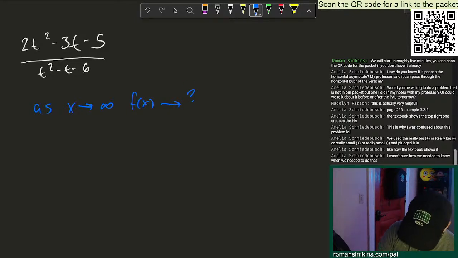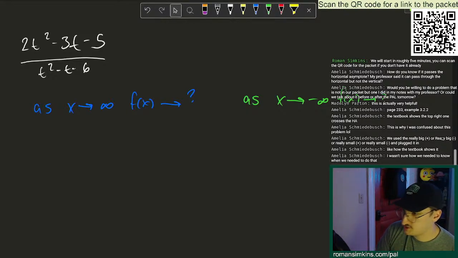And then as x approaches negative infinity, my function does something. I should not say equals, I should say approaches. That's covered up by chat, but don't worry, I'll move in a second. We're going to focus on this side first.